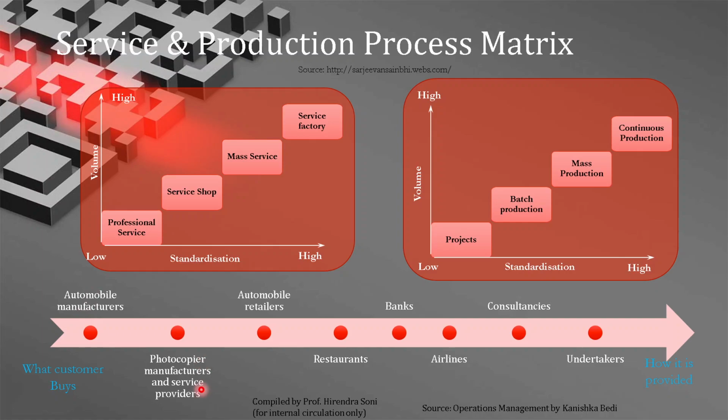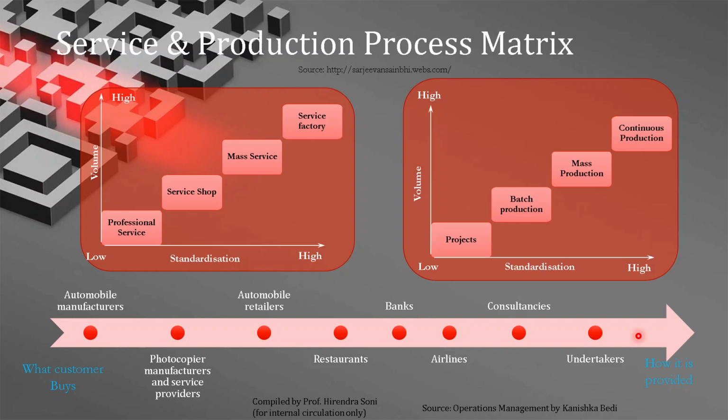If we look at this product process matrix continuum, here we have put up automobile manufacturers, then photocopier manufacturers, automobile retailers, restaurants, banks, airlines, consultancies, undertakers. What you can observe here is, in case of automobile manufacturers, what is more important is the product. As we move across along this timeline, the importance of products reduces and importance of services is increasing.